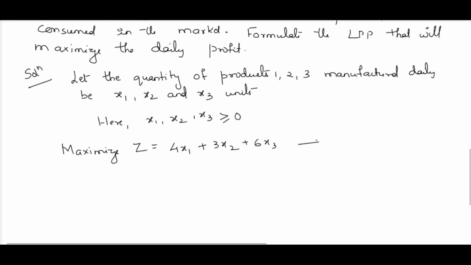For your understanding, this is the objective function we have already determined. Next, the relationship between decision variables. What are the decision variables? Decision variables are your x1, x2 and x3. x1, x2 and x3 are your decision variables. Now we have to determine the relationship.